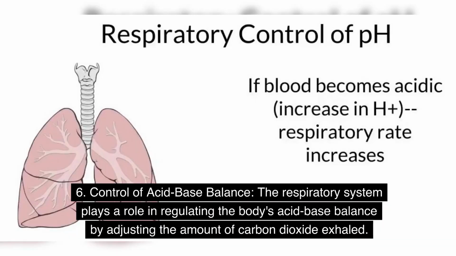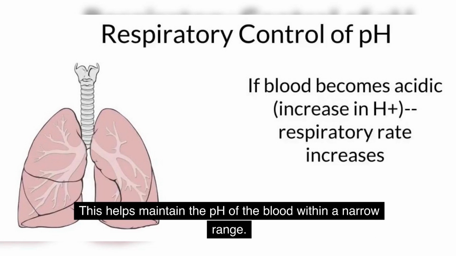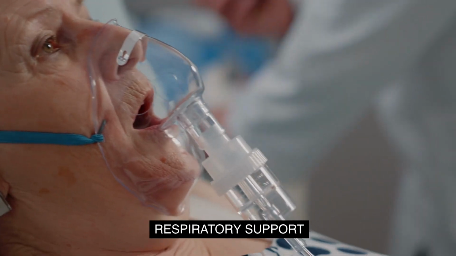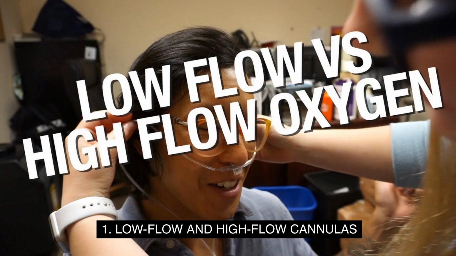6. Control of acid-base balance. The respiratory system plays a role in regulating the body's acid-base balance by adjusting the amount of carbon dioxide exhaled. This helps maintain the pH of the blood within a narrow range. Respiratory support. 1. Low-flow and high-flow cannulas.